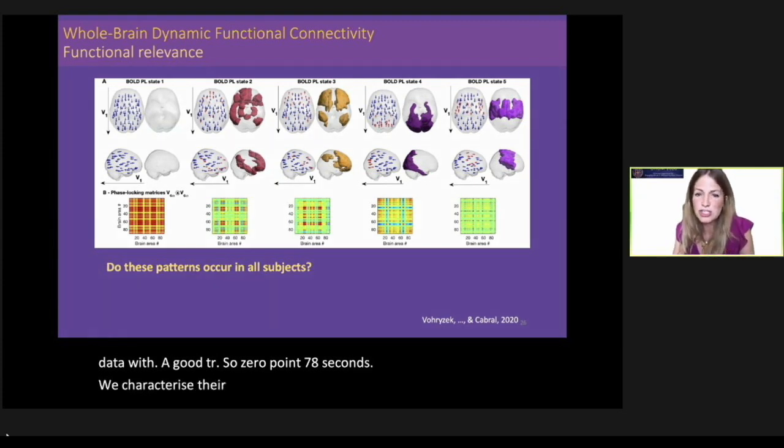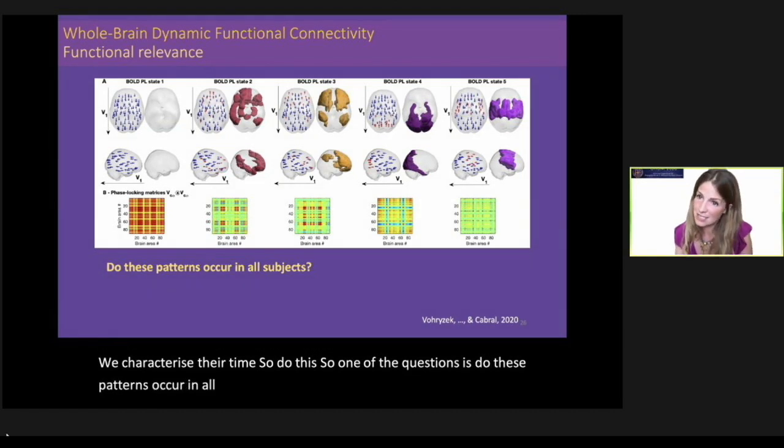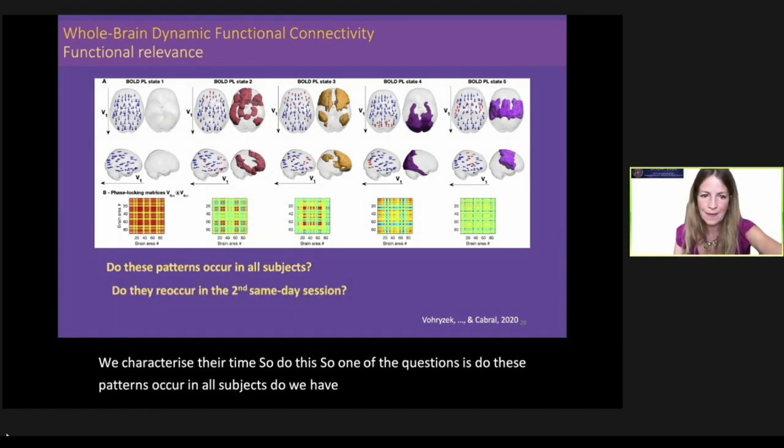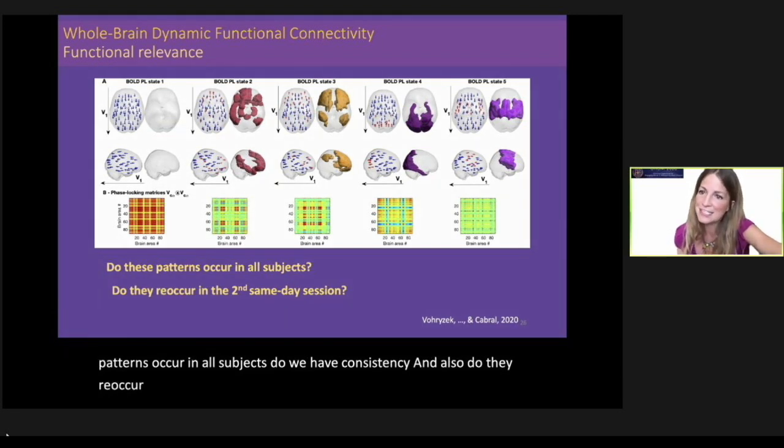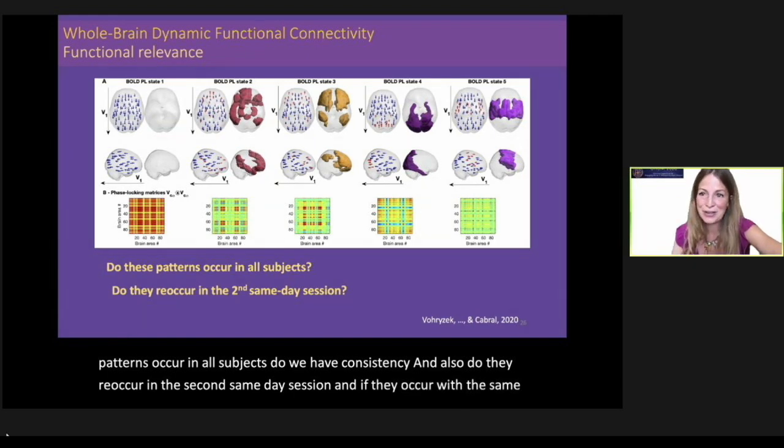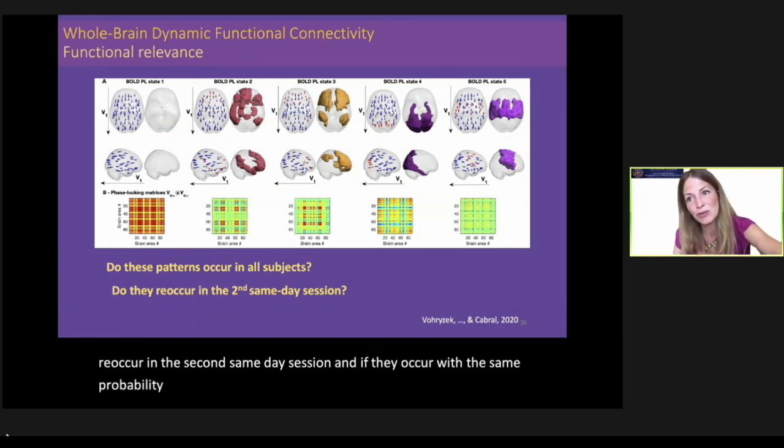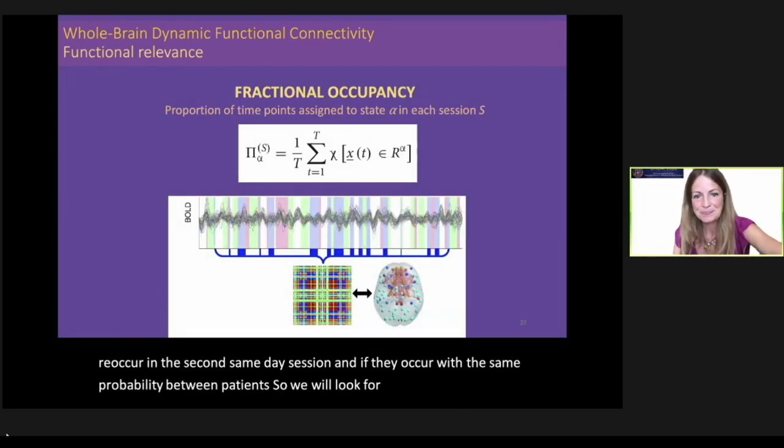So one of the questions is, do these patterns occur in all subjects? Do we have consistency? And also, do they reoccur in the second same day session? And if they occur with the same probability between the subjects. So we will look for individual fingerprints.